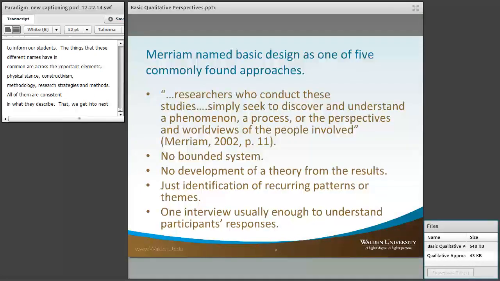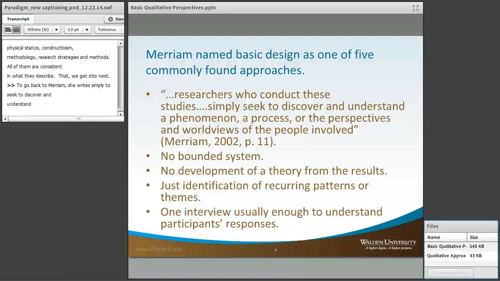Okay, so just to go back, Sharon Merriam, who writes often for the education world, so our students might choose her book as their first of at least 3 references to document why they chose this. She talks about researchers who conduct these studies as simply seeking to discover and understand a phenomenon, a process, or the perspectives and worldview of the people involved.